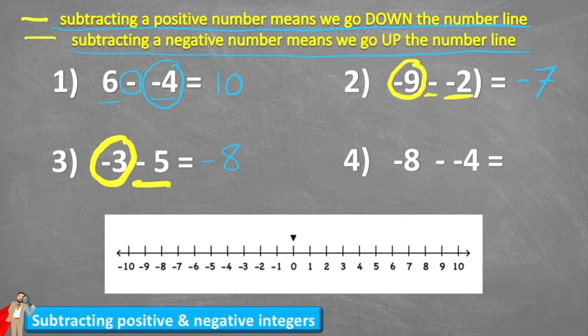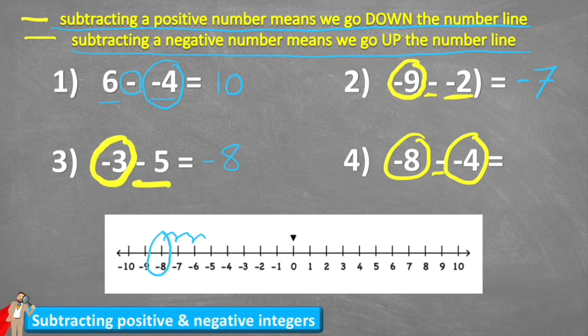Last one, negative 8, subtract negative 4. So let's find negative 8 on the number line, there it is. And if I subtract a negative, I actually come up the number line, 1, 2, 3, 4, and I land on negative 4.